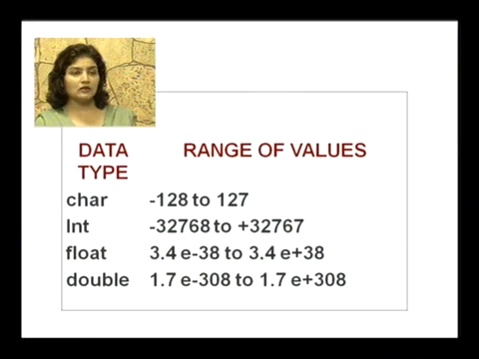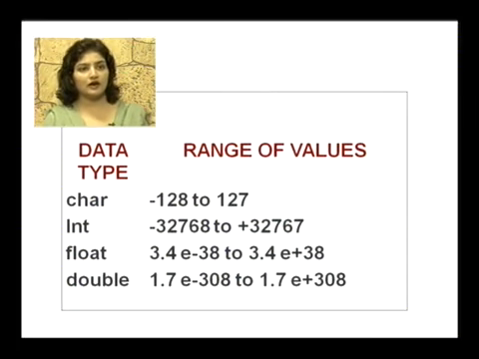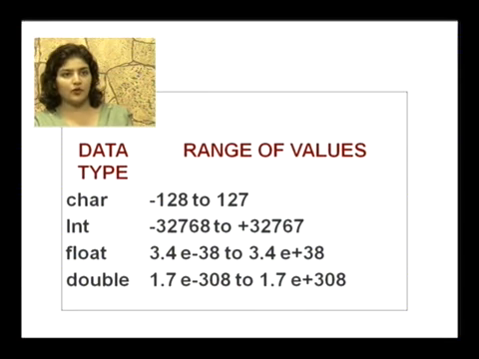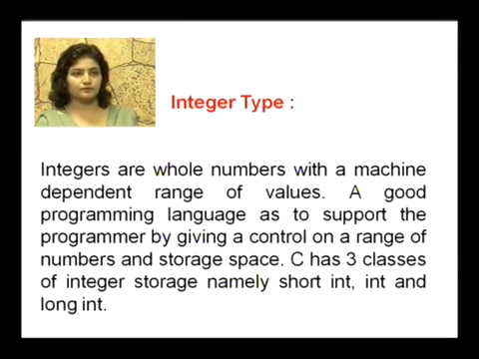Now the range of values that these data types can take is, for character, from -128 to 127, and likewise for integers, float, and double. So when you are defining it in C, you will write char, int, float, or double. Any variable that you are going to use in C has to be defined by specifying the type. What is the type of variable that you are using in your program?